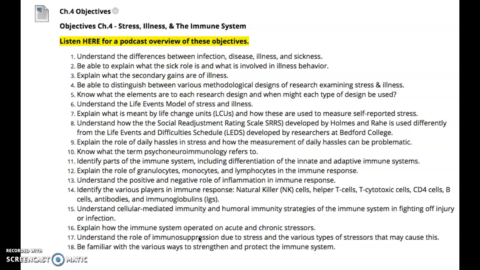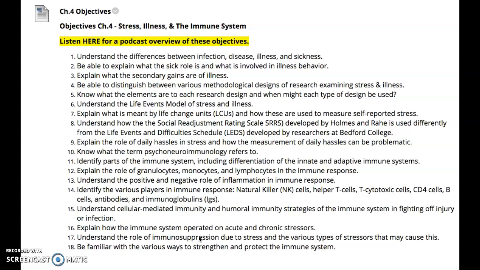So again, note cards are going to be really essential. Even creating a chart that lists them all out, compare and contrast, might be a helpful way to study these rather than just definition by definition. Understanding cell-mediated immunity and humoral immunity strategies of the immune system. These are just our immune system's two unique ways for fighting off injury or fighting off infection. They're kind of like go-to strategies that the immune system uses in its attack against infection.